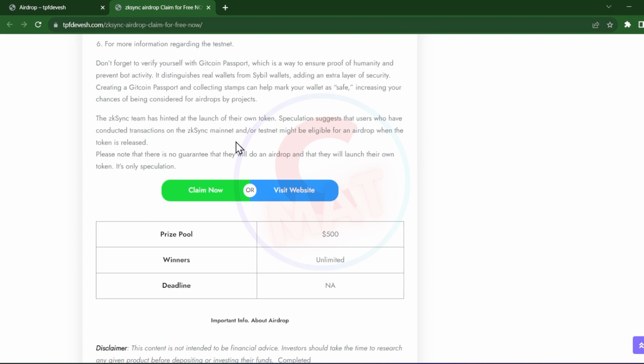What is the prize pool you will get when you transact there? It is approximately $500, according to how much you transact on the mainnet or testnet. Winners are unlimited, because the more people transact on their mainnet and testnet, the more will be eligible for the airdrops. The deadline is January, so they have not announced a deadline yet, so you have to be active on mainnet or testnet to be eligible for the airdrops. Complete any transaction and you are eligible for the zkSync airdrops.